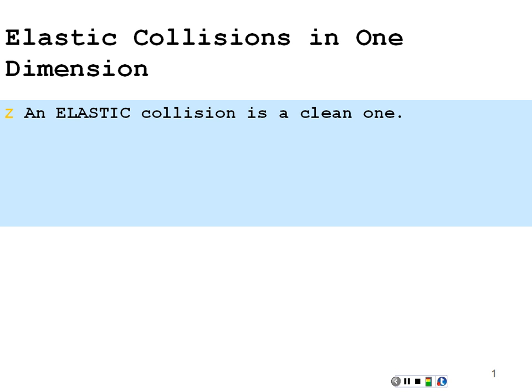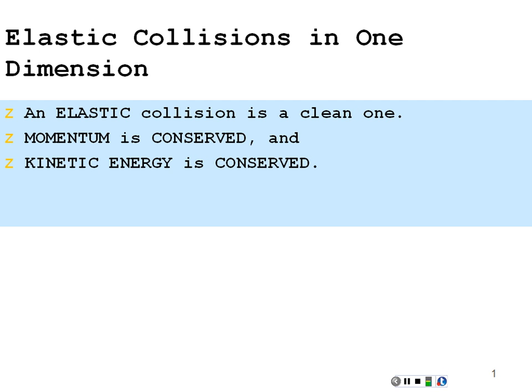An elastic collision is a clean one. It is so clean, it doesn't even make a sound. So you just collide, no sound, because there's no energy lost to the surroundings. All the kinetic energy of the collision is conserved. So momentum is conserved and kinetic energy is conserved at the same time.